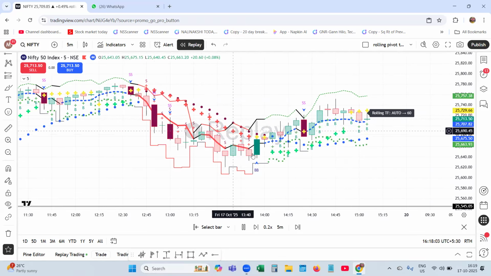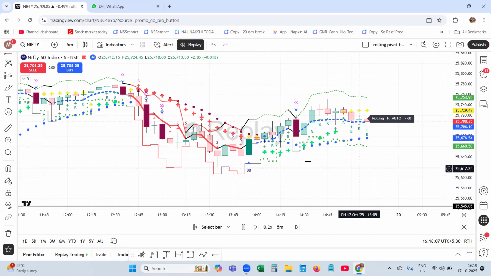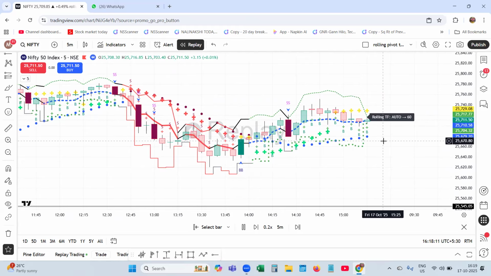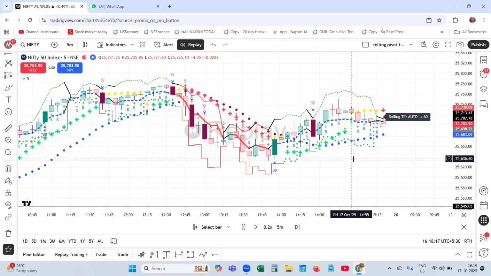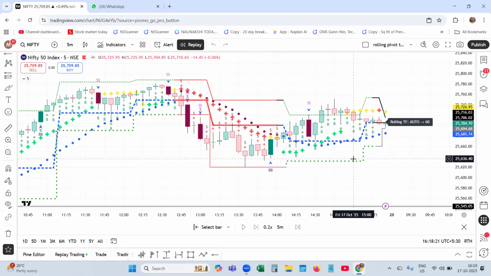So after this PE trade, you could have entered into a CE trade at the last hour around 2 p.m. So when you enter into the PE trade, this is how I'm demonstrating this so beautifully in front of your eyes. You can see the price action.